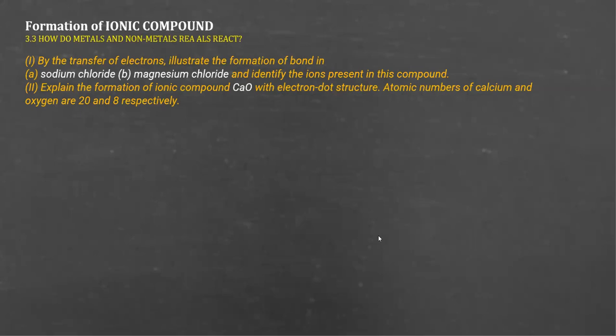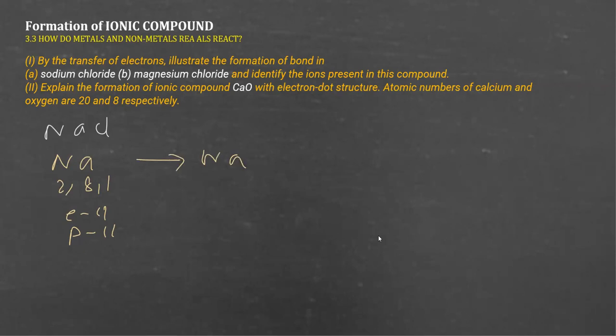Let's start with the first one, that is formation of sodium chloride. Sodium chloride is NaCl, right? First thing that you need to do is to write the electronic configuration of sodium, whose atomic number is 11, configuration is 2, 8, 1. That means it has 11 protons and 11 electrons. In order to attain the stable configuration, or a configuration of noble gas, it will lose one electron. The lost electron should be shown on the right-hand side.